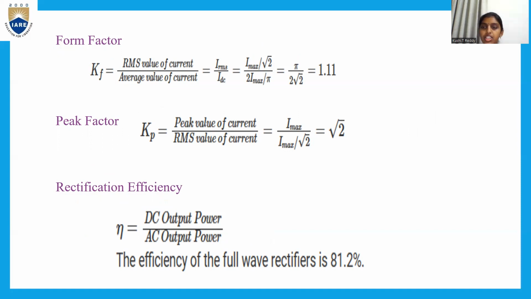Coming to peak factor, it is denoted by symbol KP, and it is defined as a ratio of peak value of current to that of RMS value of current. So I max by root 2. So peak factor value for a full wave rectifier is root 2. Coming to rectification efficiency, it is defined as the ratio of DC output power to that of AC input power, and it is denoted by symbol eta. And the efficiency of a full wave rectifier is always 81.2%.